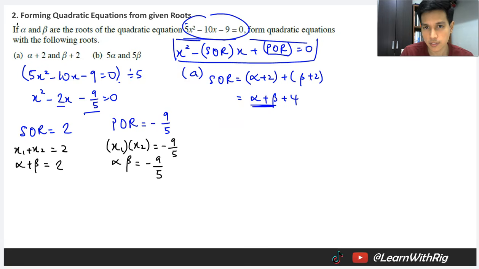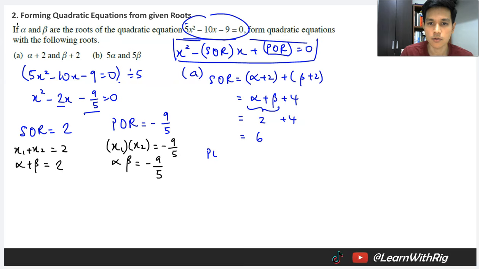Now you've already gotten this. But what is this? You can substitute, right? Because you've already found here that alpha plus beta is equal to 2. So this part here, you're going to substitute 2 plus 4. Answer is 6.